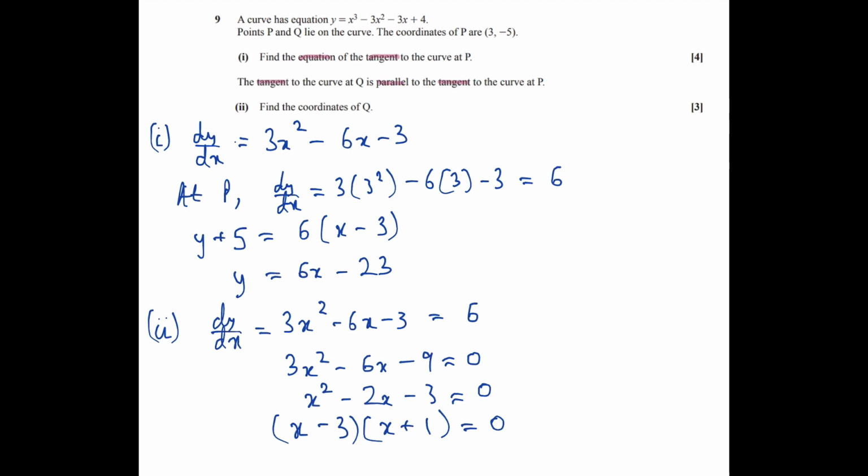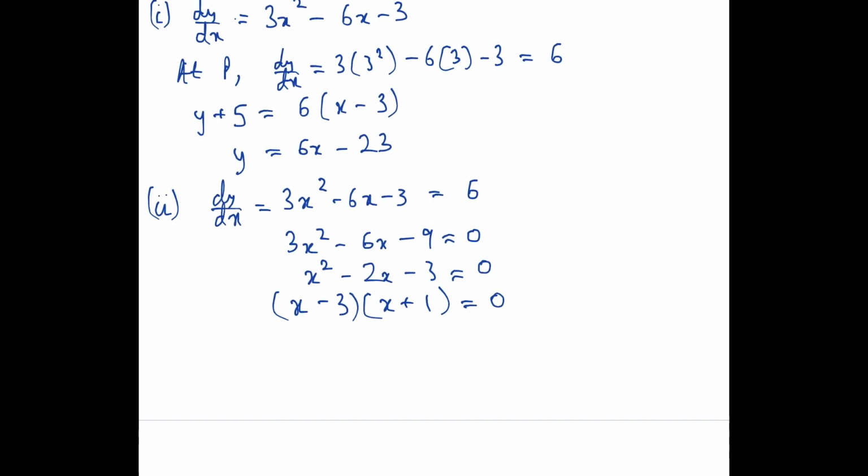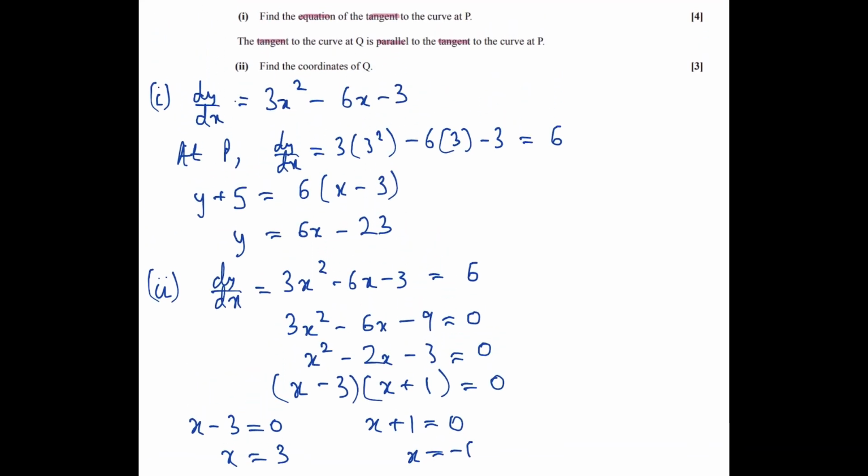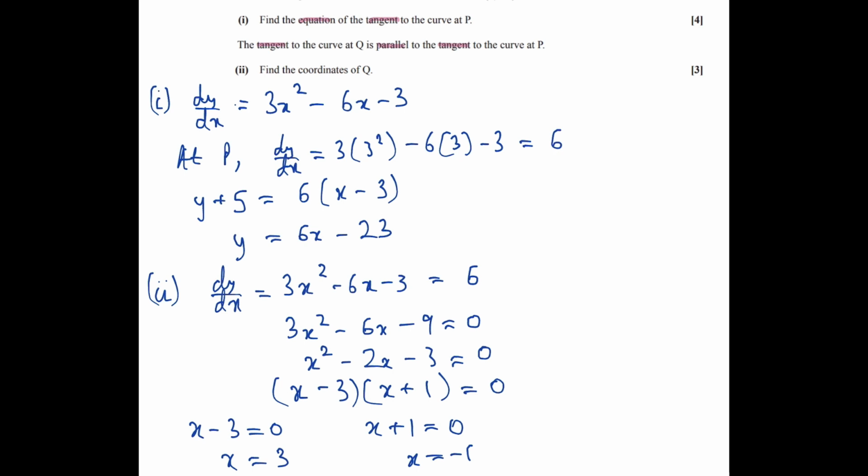Set each bracket to 0, so we get x minus 3 equals 0, therefore x equals 3. x plus 1 equals 0, therefore x equals negative 1. So let's look back at the question. What was it actually asking us? Find the coordinates of Q.